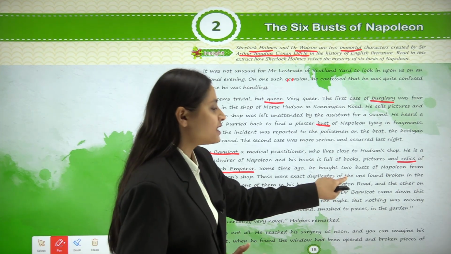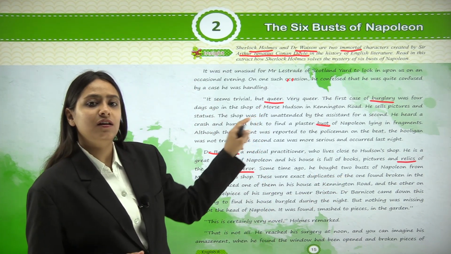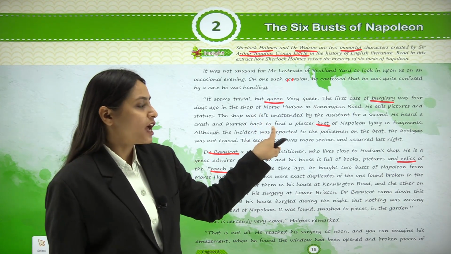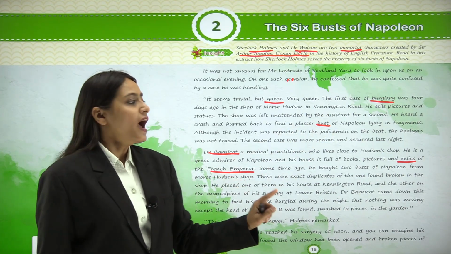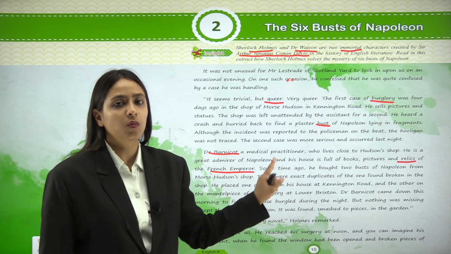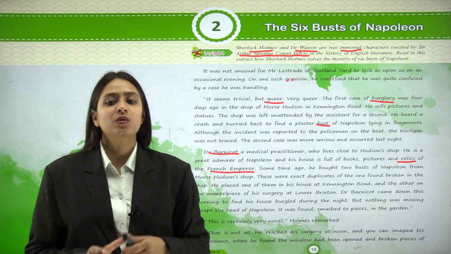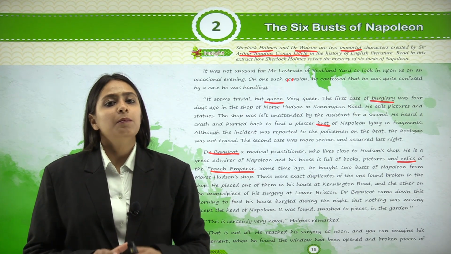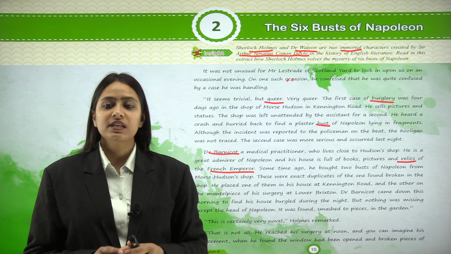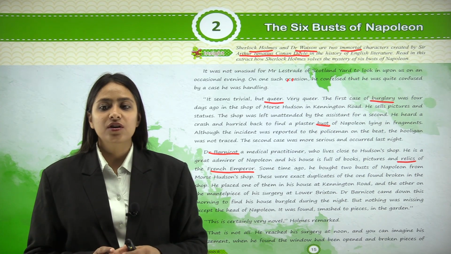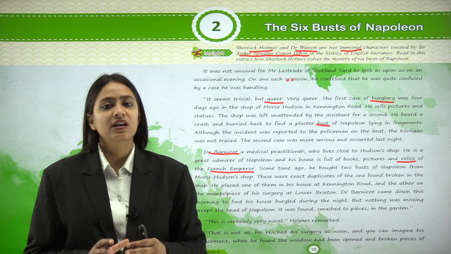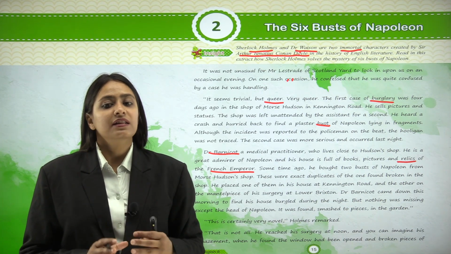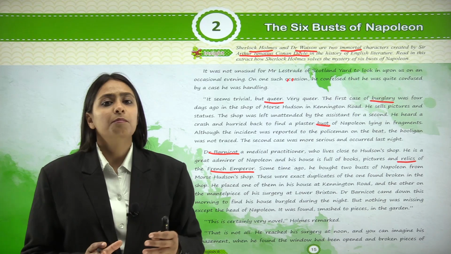So as we have seen, in the first case one statue of Napoleon was already broken, and in the second case another statue was found broken. These were exact duplicates of the one found broken in the shop. He placed one of them in his house at Kennington Road and the other on the mantelpiece of his surgery at Lower Brixton. Dr. Barnicot came down this morning to find his house burgled.